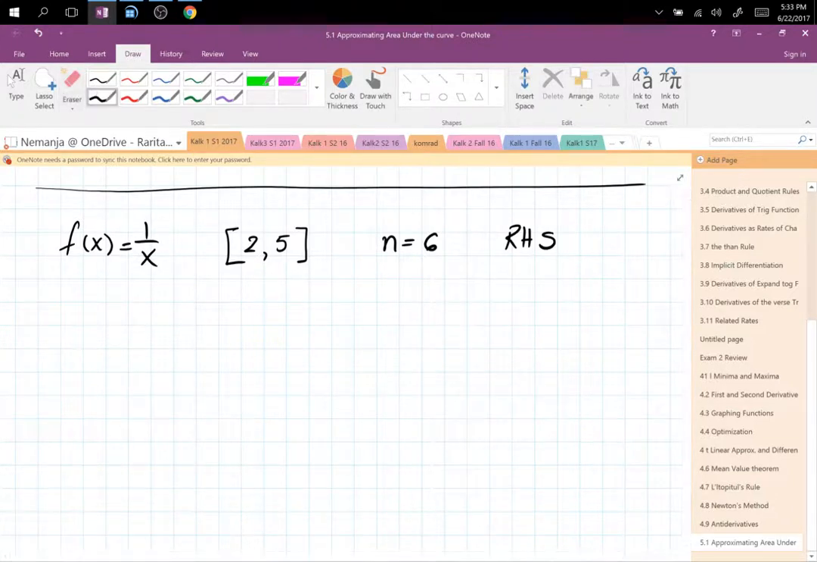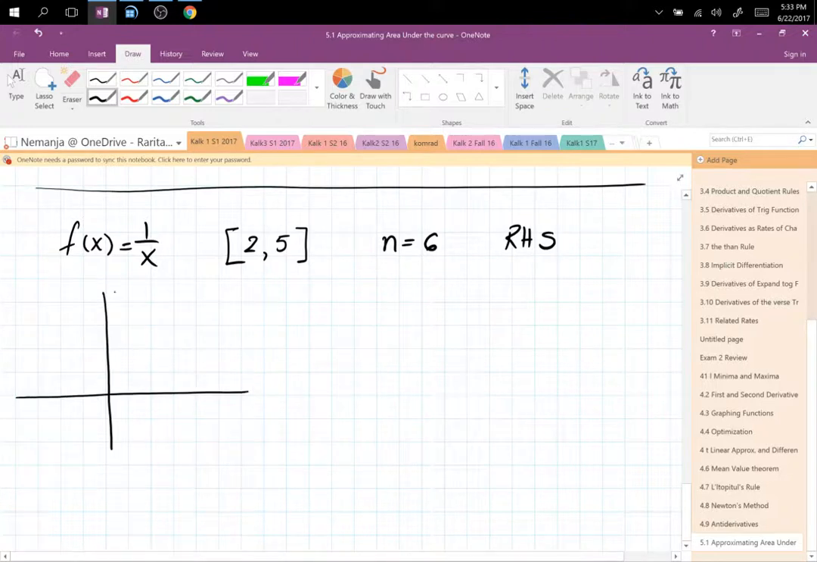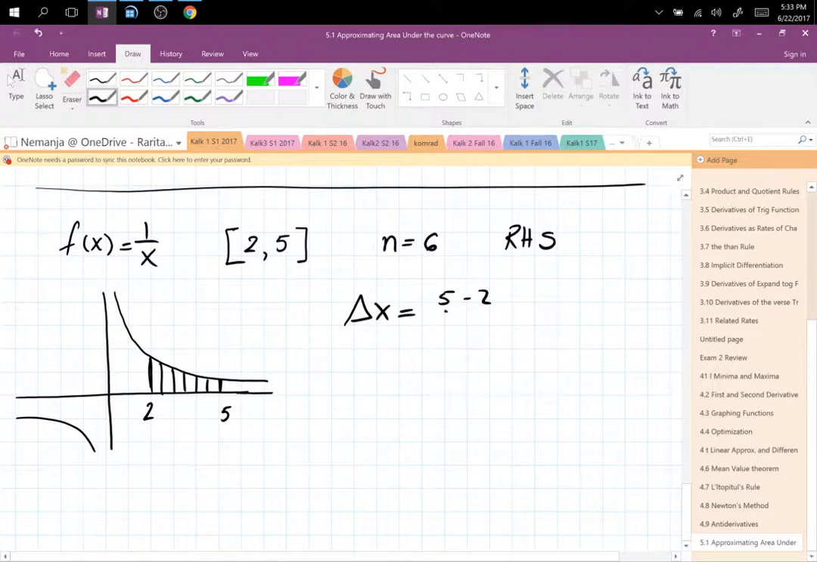So let's take a look at a quick graph over here. It's going to have a piece that looks like that. There's also one there, but we don't care about that one because we go from 2 to 5. And we are supposed to have 6 rectangles. So there they are. Our delta x is going to be 5 minus 2 divided by 6, which is 1/2.